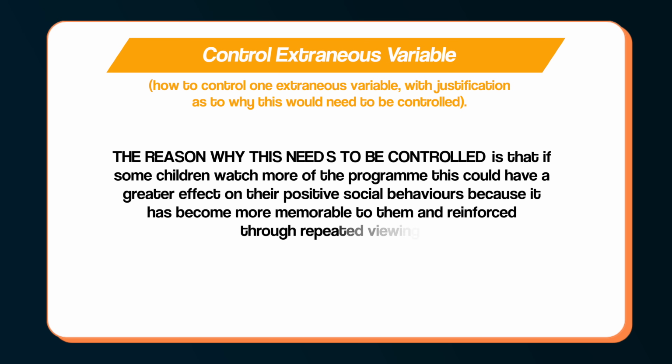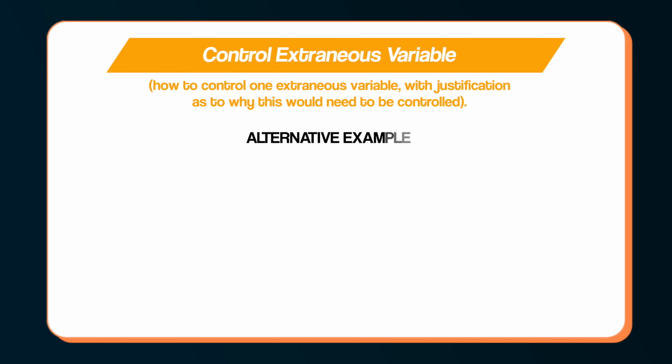The reason why this needs to be controlled is that if some children watch more of the programme, this could have a greater effect on their positive social behaviours because it has become more memorable to them and reinforced through repeated viewing. Another extraneous variable we could control is to do with distractions.